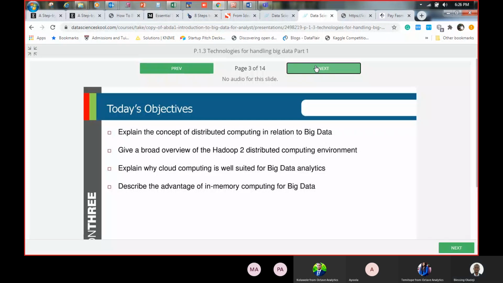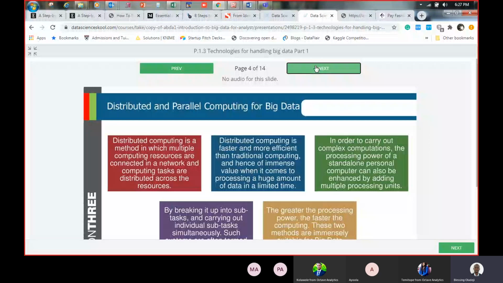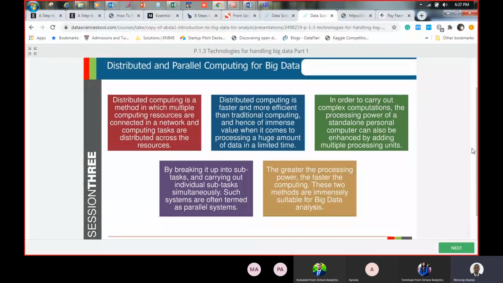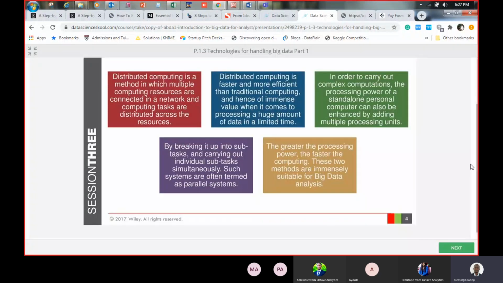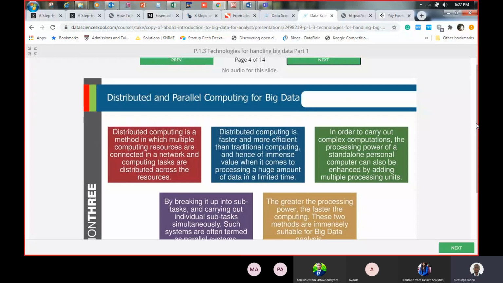So let's start with the concept of distributed computing and parallel computing. There's a diagram in your textbook. If you have your textbook open, I think it's page 57 or thereabout. I'll soon navigate to that page that has that particular picture in your textbook so that you can be on the same page. So distributed computing has to do with multiple computing resources that are connected within a network.